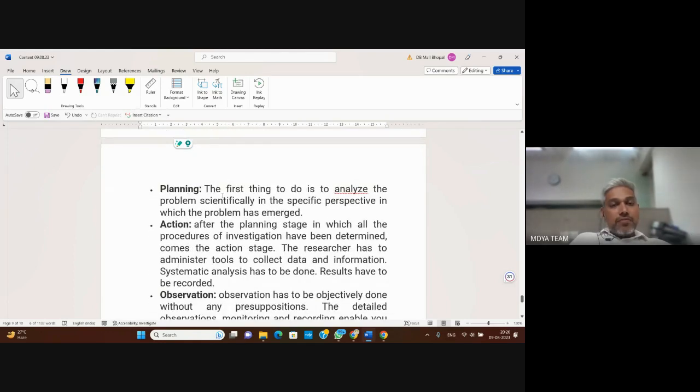What is planning? The first thing to do is to analyze the problem scientifically in the specific perspective in which the problem has emerged. This is what planning means. Analyzing the problem scientifically in a specific perspective is planning.